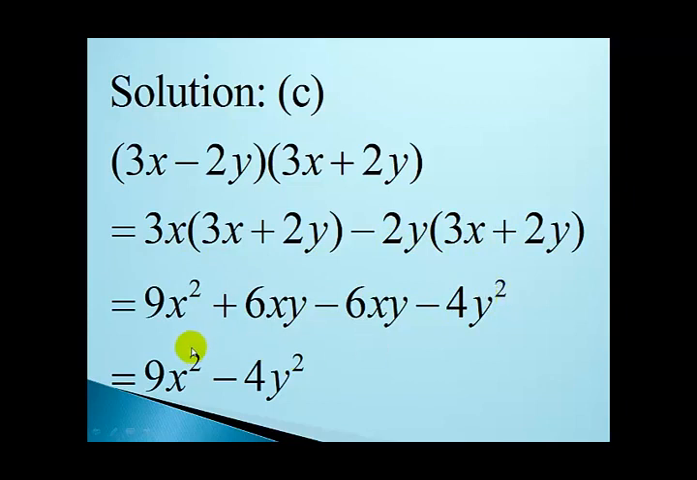Now let's simplify. 6xy minus 6xy will give us 0. I repeat, 6xy minus 6xy will give us 0. And so we are left with 9x squared minus 4y squared.